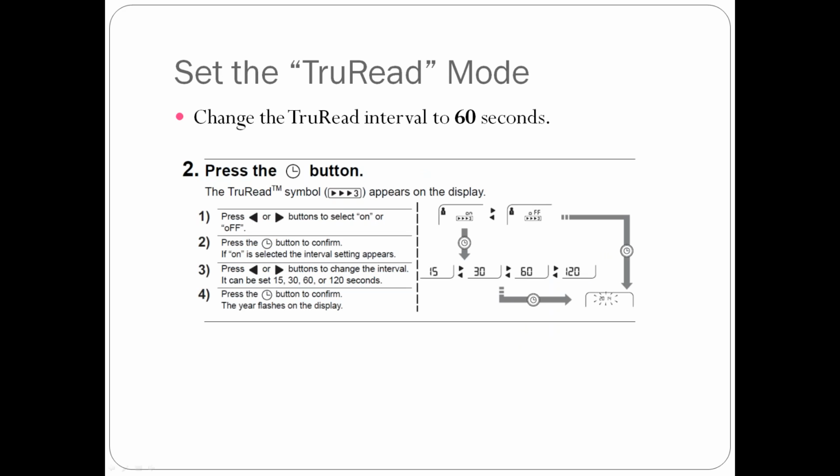Set the TruRead mode and change the TruRead interval to 60 seconds. This means that the monitor will inflate, take a measurement, and deflate 3 times, separated by a short interval between each measurement. The TruRead mode is set to off by default. Once TruRead is selected, it will become the default.